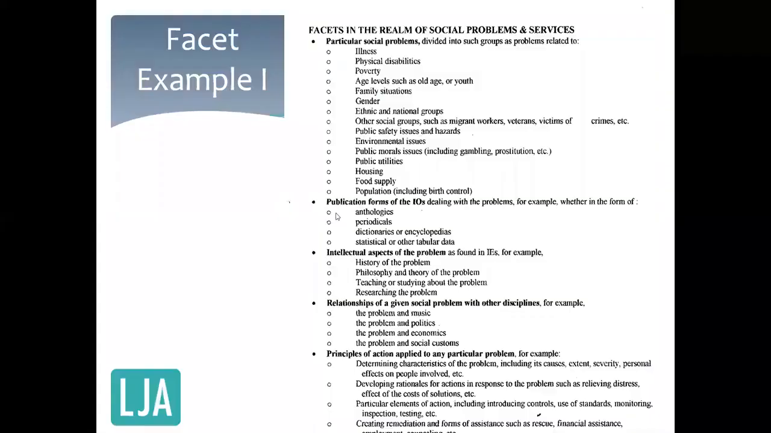So, an example of a facet: this is facets in the realm of social problems and services, and it gives you this gigantic long list of all these kinds of things you should look at. We're not going to go into this in great detail. It's just things to look at. So what would you do with this information? When you start looking at your subdivisions and how you're going to expand that notation out, this is going to be part of your process. And so that is how this is going to fit together.